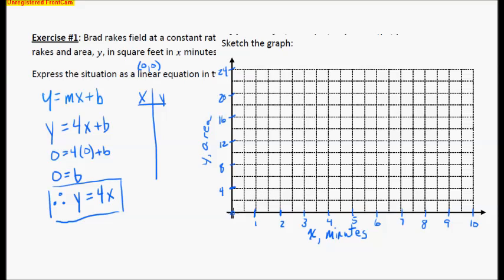0, 0 is still going to be the same. And we're going to graph 4. We're going to have a slope of 4, so we're going to go up 4 over 1. Okay, up 4 more over 1 more. Up 4 more over 1 more. And you see, this is making a little better graph. I'm going to be able to get some more information off of this graph.